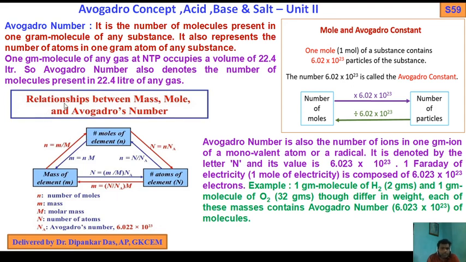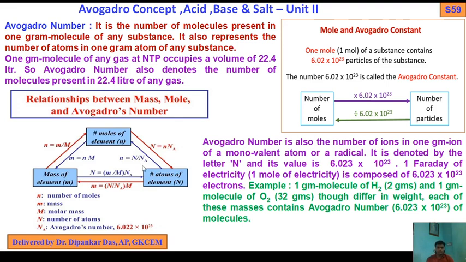Now look, relationship between mass, mole and Avogadro number. How do you obtain it? Here, moles of element n, atoms of element N equals small n into N_A. Here N_A is Avogadro number, capital N is number of atoms, capital M is molar mass, small m is mass, and small n is number of moles. Now if you go from number of atoms to moles of element, n equals N by N_A.